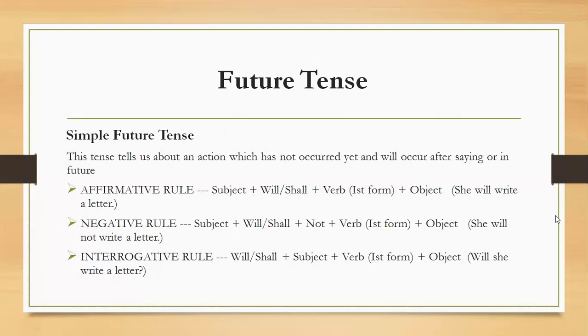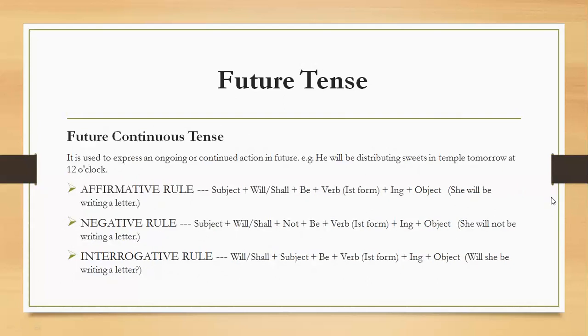And here we have examples. She will write a letter. She will not write a letter. Will she write a letter? These are the examples of simple future tense.